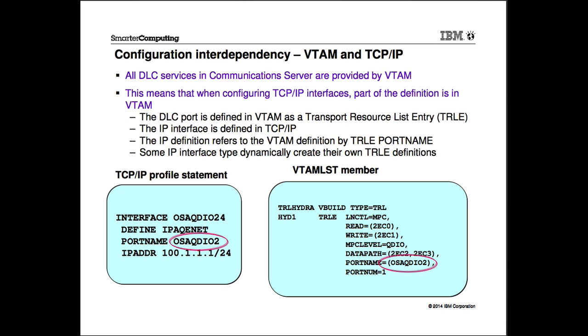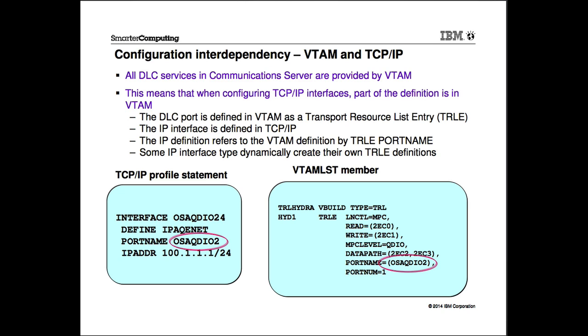So in VTAM, you define a DLC port using what's called a Transport Resource List Entry, or TRLE. And then you define an IP interface in TCP/IP. The IP definition refers to the VTAM definition by the port name. In this example, I have a TCP/IP profile statement for an interface called OSAQDIO24. It says it's at IP address 100.1.1.1/24. Other IP type things like MTU and subnet mask would all be defined here. But the port name, OSAQDIO2, refers you to the VTAM list member that also uses the port name OSAQDIO2.